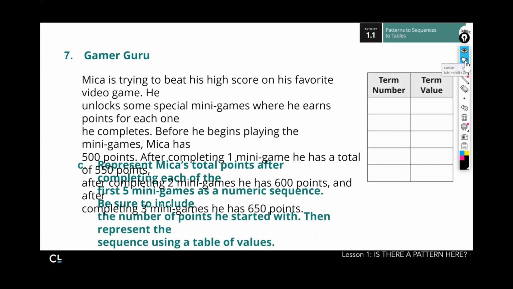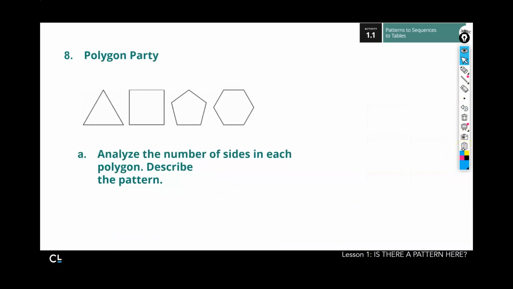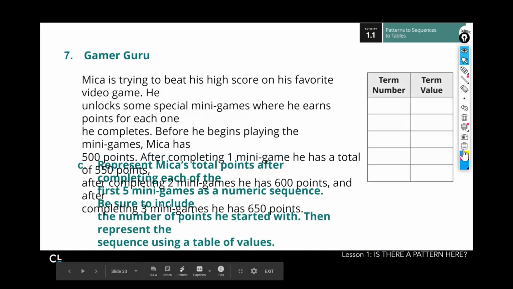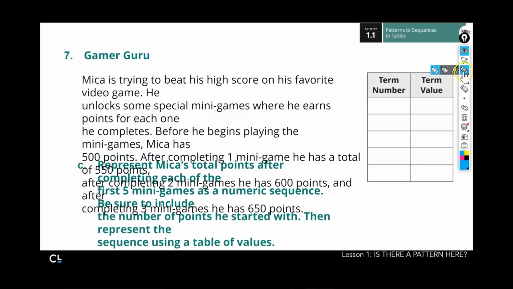Part C, represent it in a table. We've already done the sequence. So my first term has 500. My second term has 550. My third term has 600. My fourth term has 650. And my fifth term has 700.